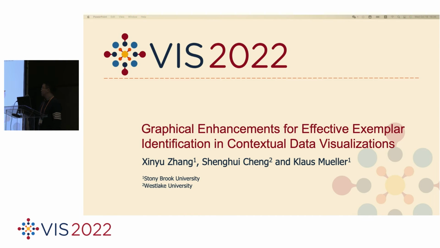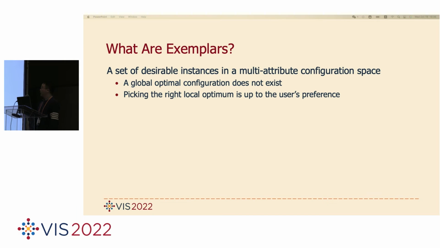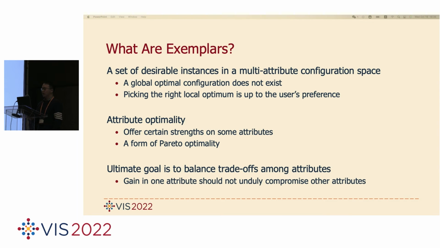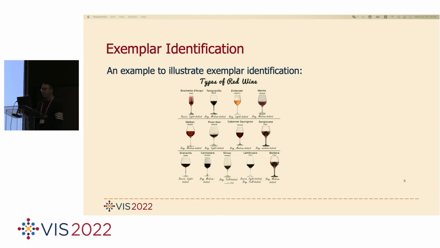So this is a joint research with Shenhui and Klaus. Exemplar identification is a problem of multi-criteria decision-making. It tries to find a set of desirable instances based on users' domain knowledge and preferences. Therefore, global optimal configuration doesn't exist, and the local optimum is up to the user. For each exemplar, there must be certain strengths on some attributes to dominate others, which is a form of Pareto optimality. Exemplars should also avoid the cases that have extremely excellent performance on some attributes, but quite awful on others, because such configurations are not feasible in many real-life applications.